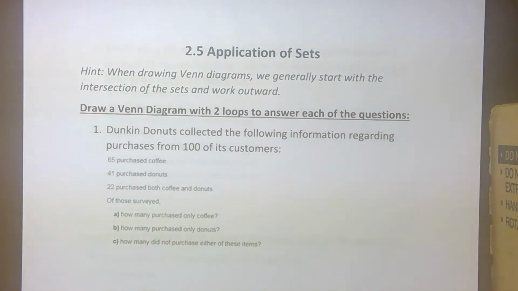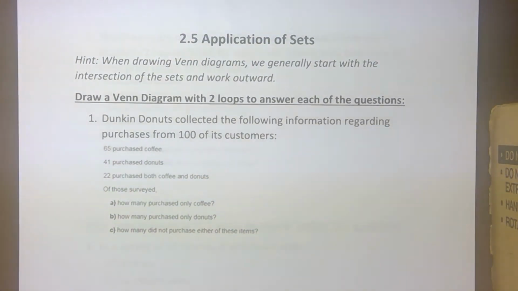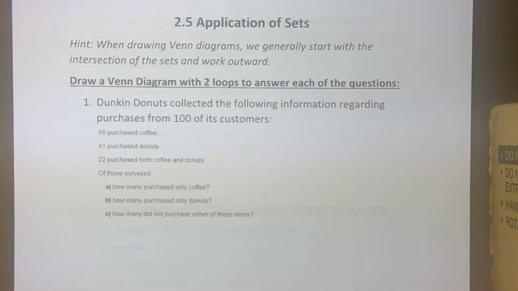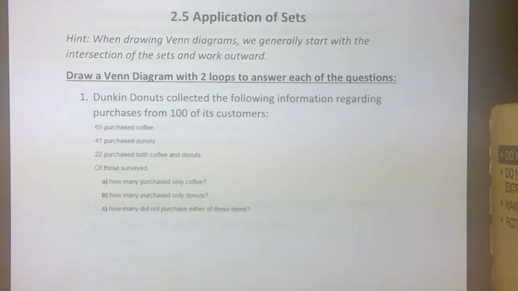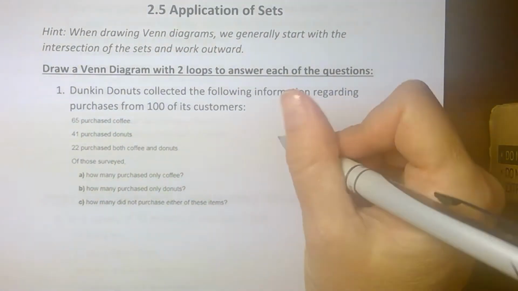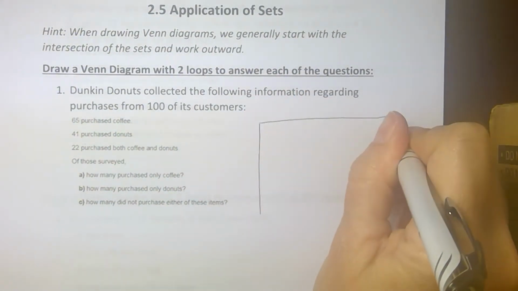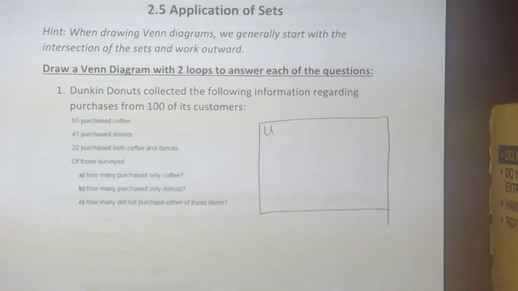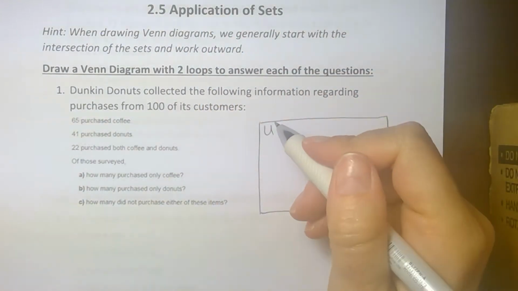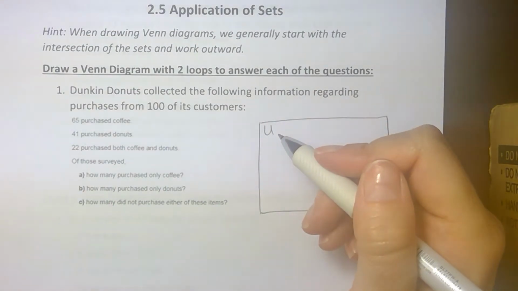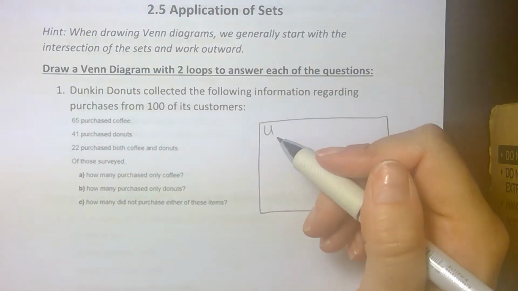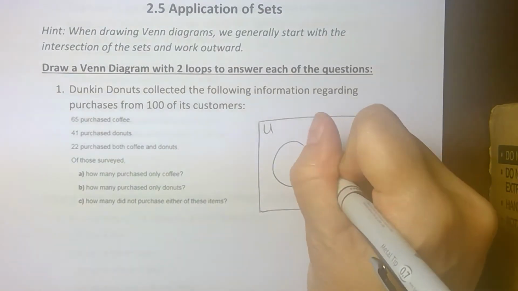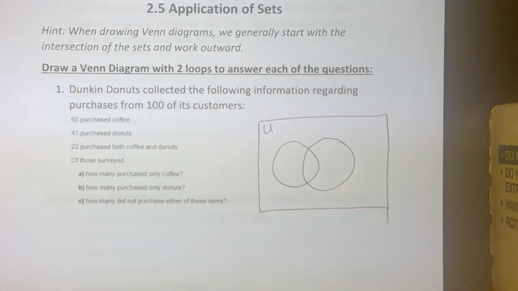Let's do some practice from 2.5 where we apply how to use these Venn diagrams and we pay close attention to the wording given. Now, I did not give you a setup for the Venn diagram, so you're expected to sketch your box to represent your universal set and to pay attention to how many loops you need. For numbers 1 and 2, you just need 2 loop Venn diagrams. 2 loop Venn diagrams only have 4 regions.